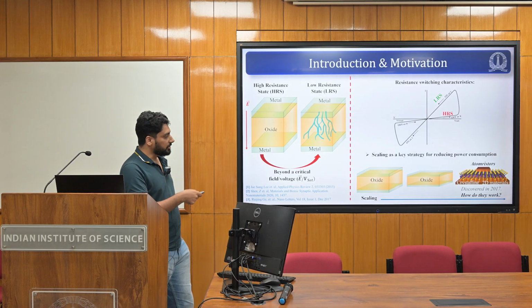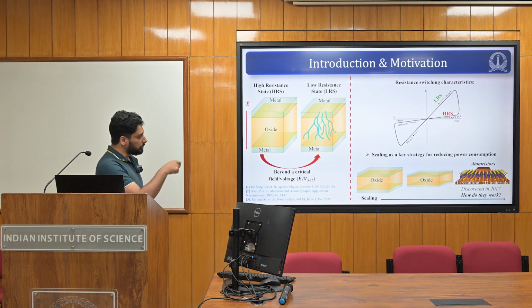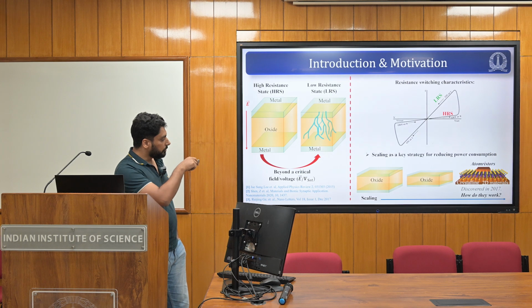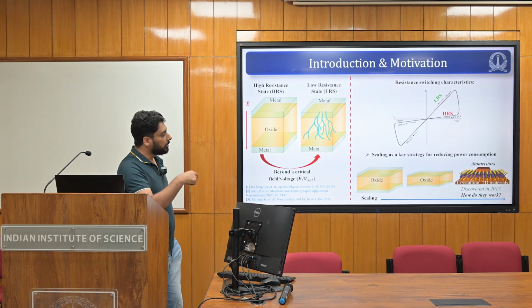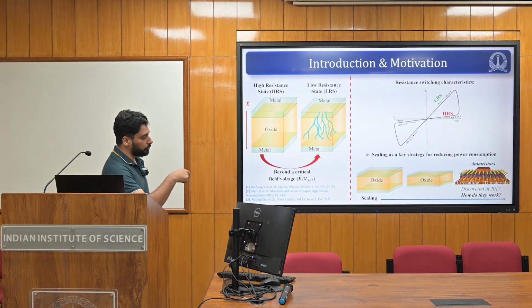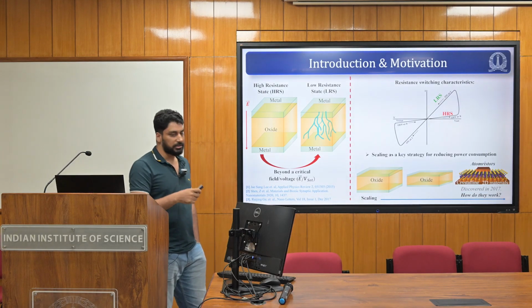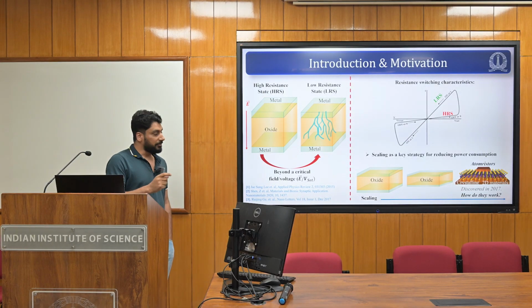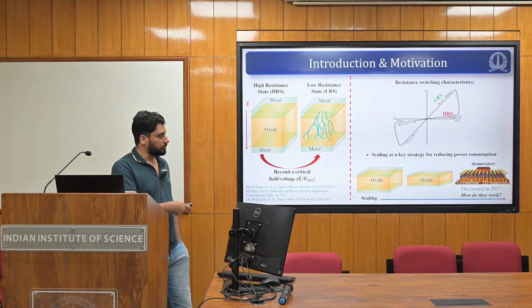One key strategy to reduce the power consumption is scaling. Over the years, efforts have been made to reduce the oxide in between. But it has been observed that reducing the oxide beyond a few nanometers causes tunneling currents to move through this device. Because of that, the distinction between the high resistance and low resistance states gets blurred. And if the distinction gets blurred, then it will be difficult to understand which state is 0 and which state is 1.